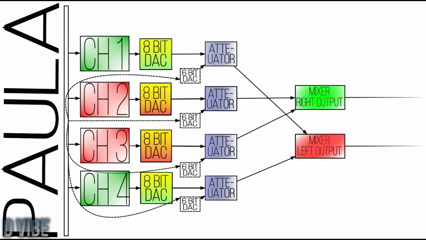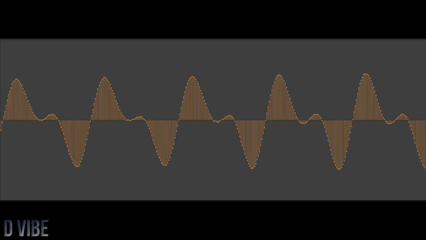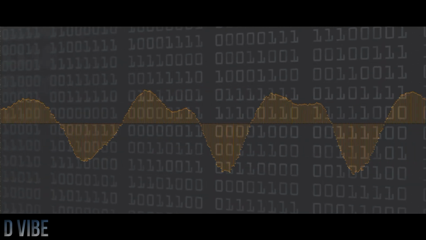The 4 analog outputs are mixed internally in the Paula chip, with 2 of them on the left channel and 2 of them on the right channel. Normally with a frequency rate up to about 28 kHz. However, there are a few tricks to increase its fidelity.